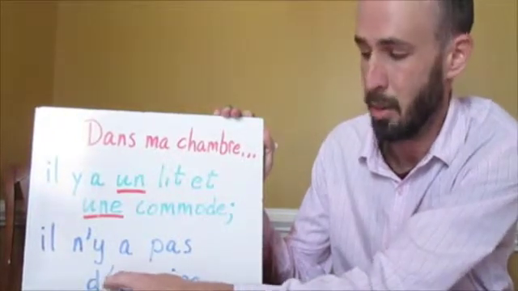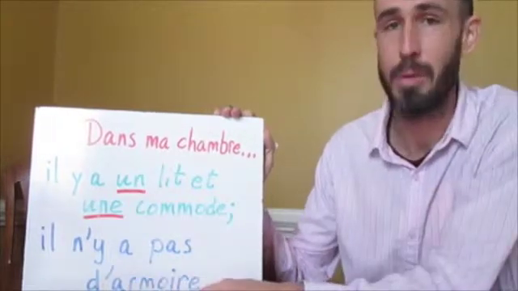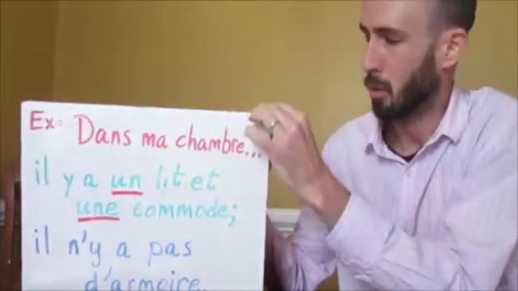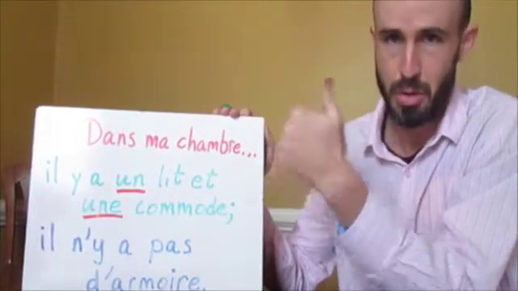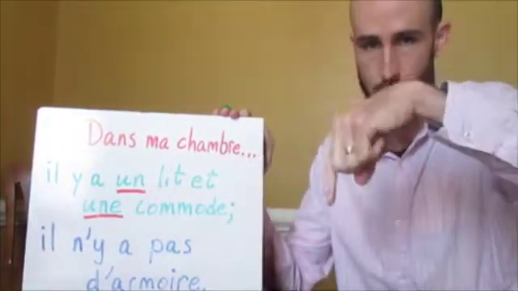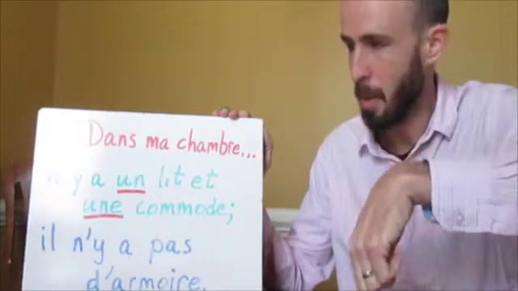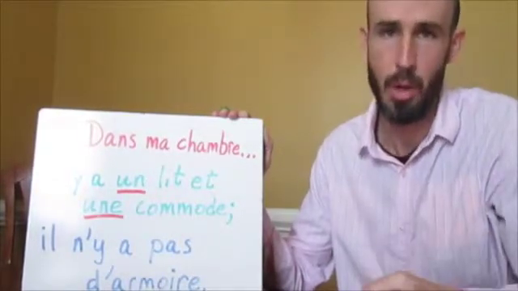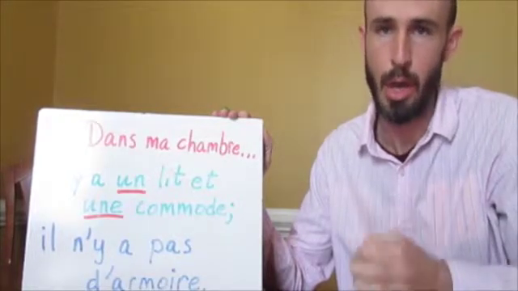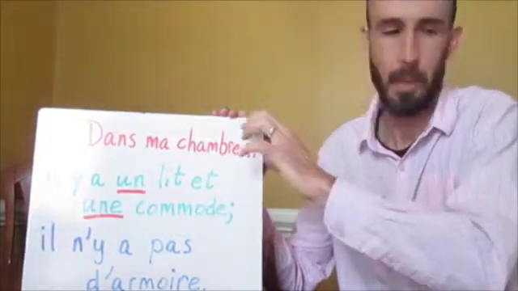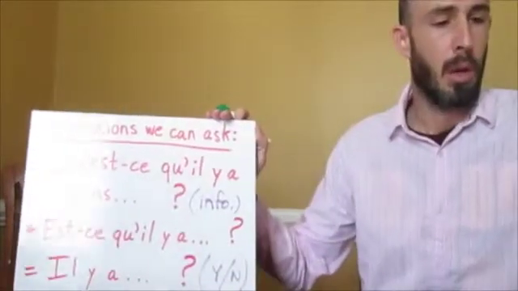Of course, it's d' with an apostrophe because armoire begins with a vowel. Okay? So we have the new preposition dans, in, that's in a space, and the expression il y a, or il n'y a pas. Il n'y a pas. So now I want you to be able to use this.